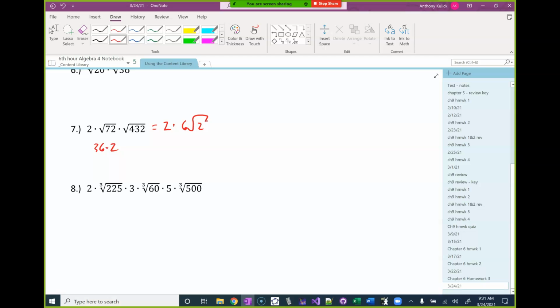And then for 432, again, I could do my prime factorization. So maybe I should do it. Yeah, we'll just do it. All right, so 432, let's see, that's 2 and 216, and that's 2 and 108, and that's 2 and 54, and that's 2 and 27, and I'm just going to put this all under the same radical. So there's the 2 to the 4th, and then 27 is 3 to the 3rd.